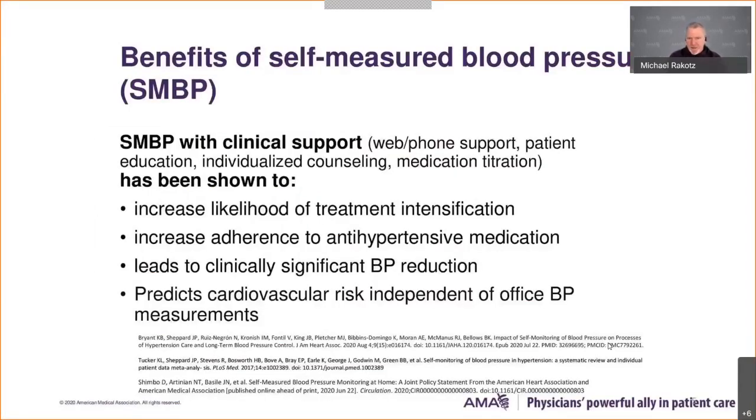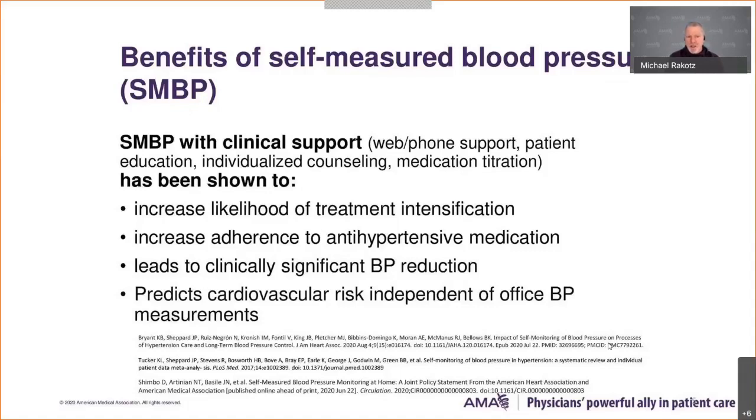So let me briefly break down the benefits of self-measured blood pressure monitoring with clinical support, sometimes called co-interventions. These clinical support and co-interventions include web or phone-based support, patient education and training, individualized counseling, and titration of antihypertensive support or co-intervention. There's copious evidence to support that these increase the likelihood of treatment intensification, so decrease therapeutic inertia by increasing intensification, increase adherence to antihypertensive medications by patients, lead to clinically significant reductions in blood pressure, both systolic and diastolic blood pressure, and predict cardiovascular risk independent of and better than office blood pressure measurements alone.